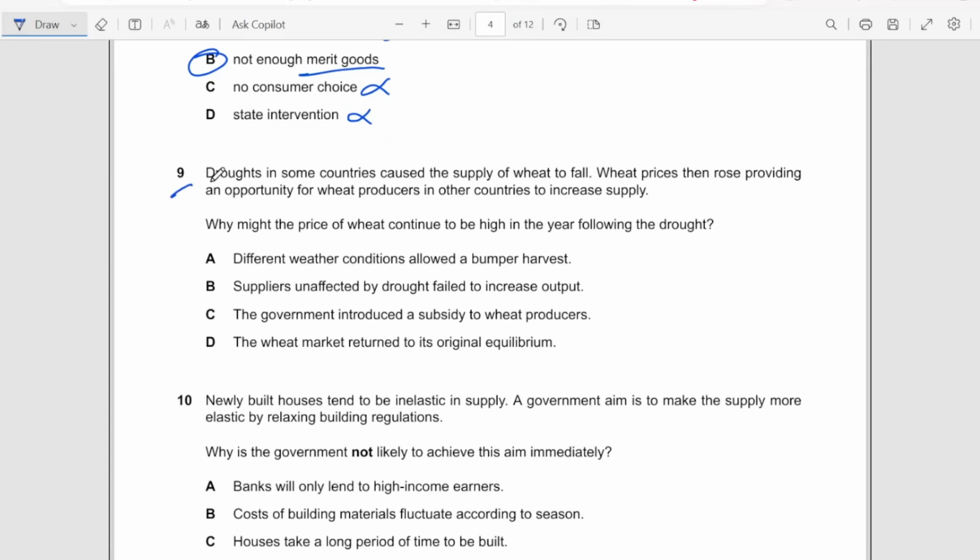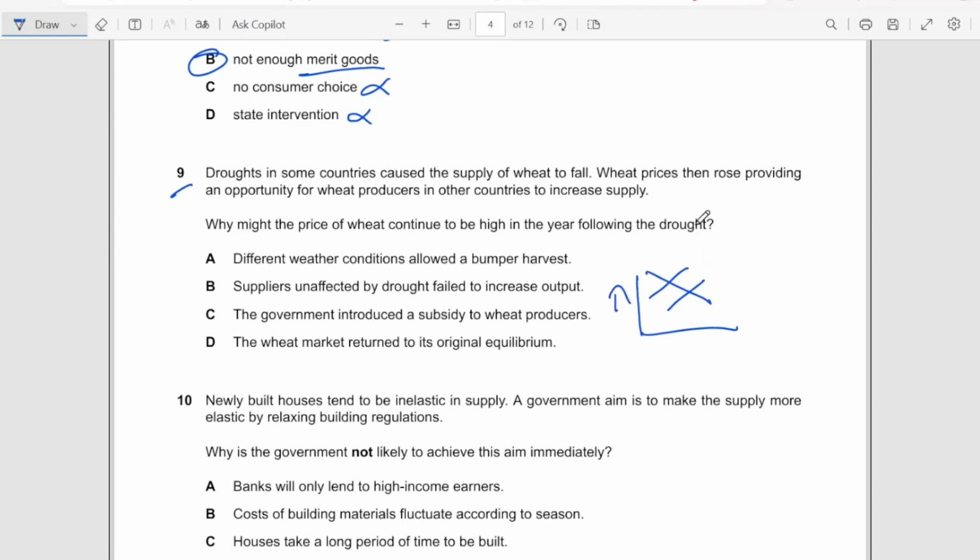Now moving on to the next question. Droughts in some countries caused the supply of wheat to fall. Wheat prices then rose, providing an opportunity for wheat producers in other countries to increase supply. Why might the price of wheat continue to be high in the year following the drought? So what they're saying is that basically the supply of wheat fell. So if the supply falls, this increases the price.